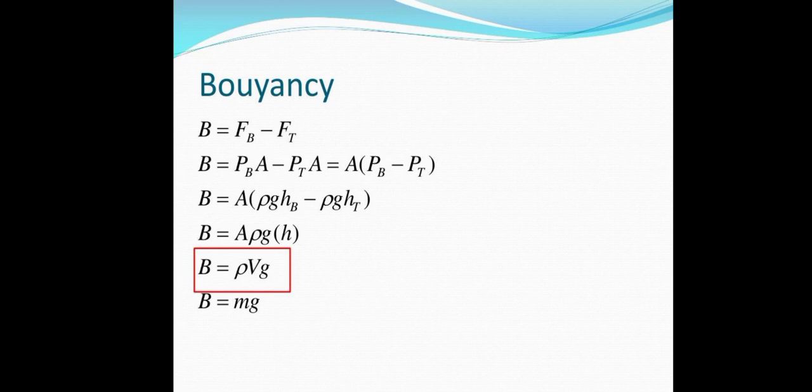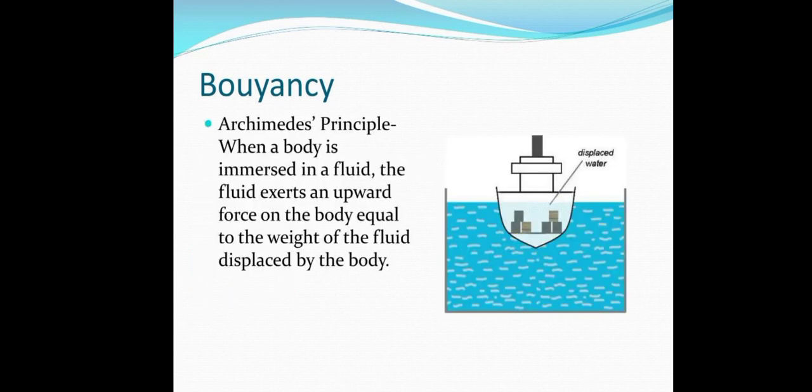A is the common area, so pressure at the bottom minus pressure at the top. So rho g h_b minus rho g h_t, which gives A rho g into h. So buoyancy is equal to rho V g, or mass into gravitational acceleration.